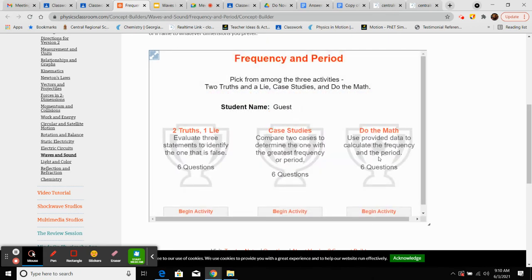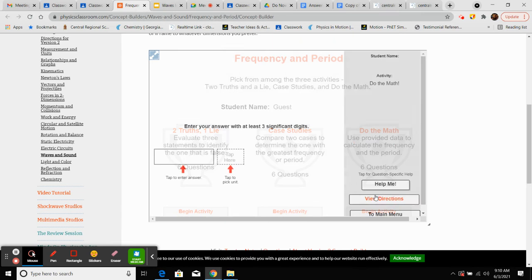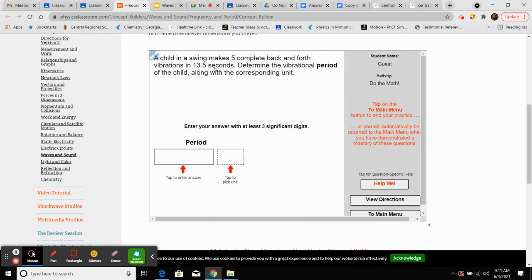Let's do the math portion real quick. If you make 5 back and forth vibrations in 13 seconds, what is the period? How do we find period? Total time divided by the total cycles. So what would I do?